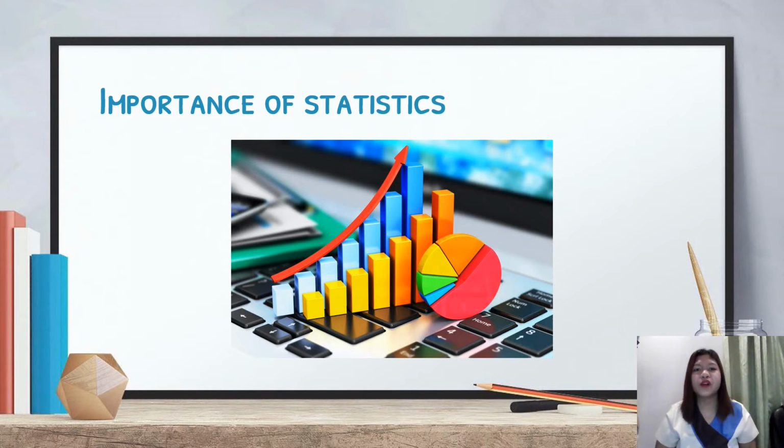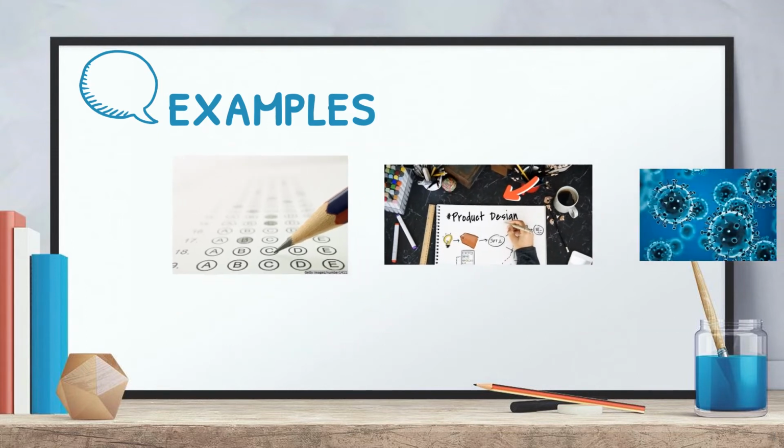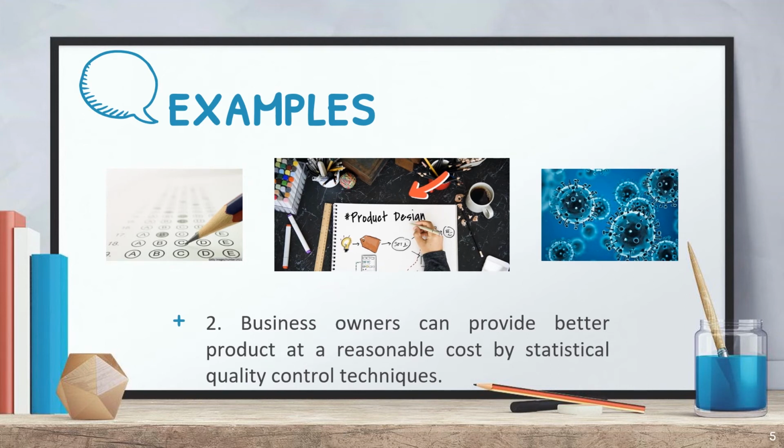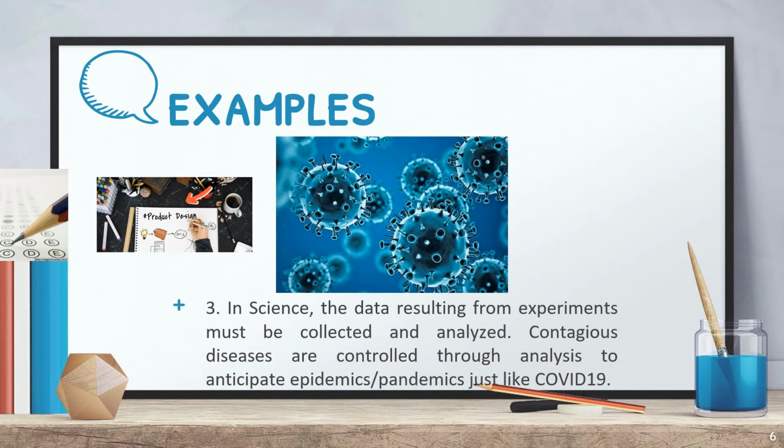Statistics plays a big role in our daily lives. Here are just a few examples. In education, it is frequently used to describe the scores of the students. Business owners can provide better products at a reasonable cost by statistical quality control techniques. In science, the data resulting from experiments must be collected and analyzed. Contagious diseases are controlled through analysis to anticipate epidemics or pandemics just like COVID-19.